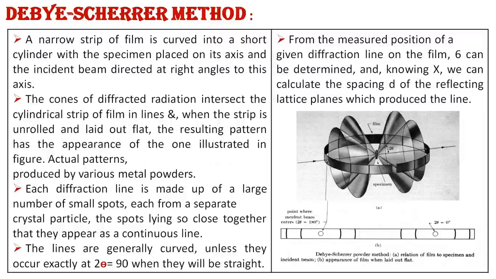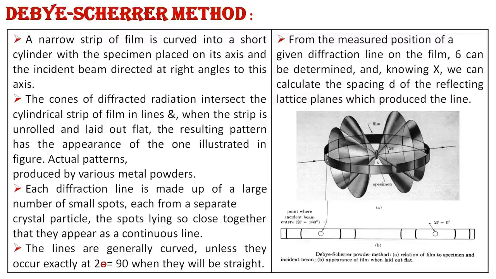Next one is the Debye method. A narrow strip of film is curved into a short cylinder with the specimen placed on its axis and the incident beam directed at right angles to this axis. The cones of diffracted radiation intersect the cylindrical strip of film in lines, and when the strip is unrolled and laid out flat, the resulting pattern has the appearance of the one illustrated in the figure.